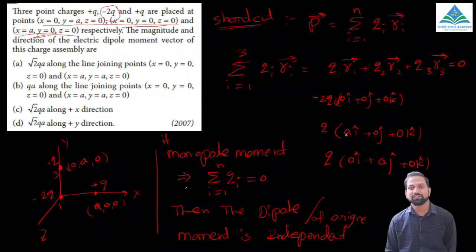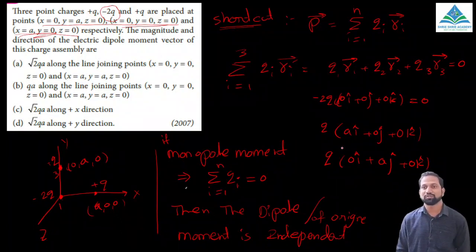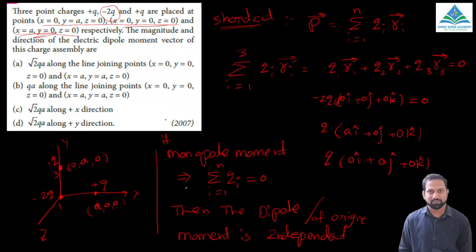So the sum of these you have to add. If you add, this first term will be 0, the second is qa and the third is also qa. So the total is qa i cap plus qa j cap, but they are asking only the magnitude, so let me wrap this up.